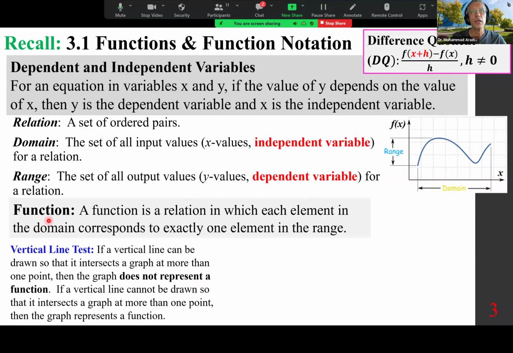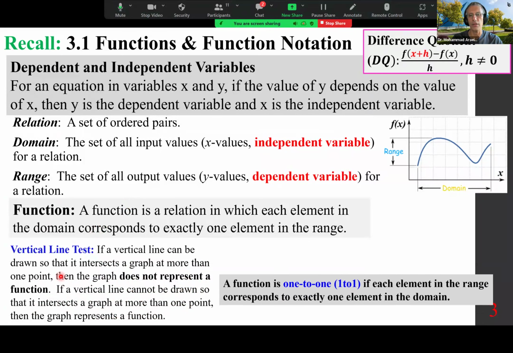To recognize a function from a graph, we use what's called the VLT, vertical line test. If a vertical line can be drawn so that it intersects a graph at more than one point, then the graph does not represent a function. If a vertical line cannot be drawn so that it intersects a graph at more than one point, then the graph represents a function. In short, what is a function? The first variable, the x value, the independent variable, cannot repeat. One way to check it is through the vertical line test.